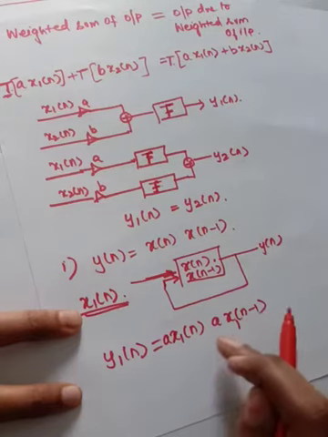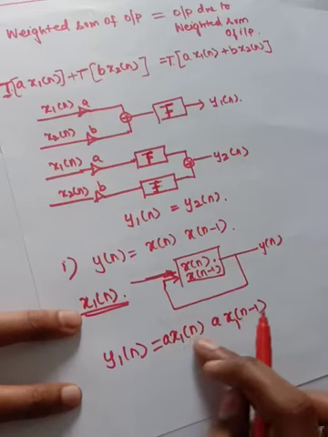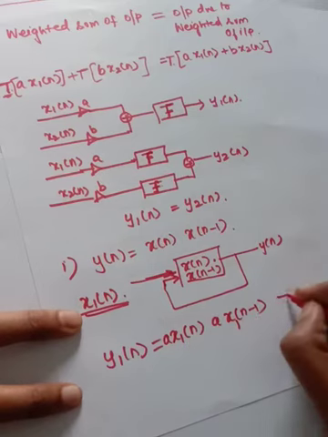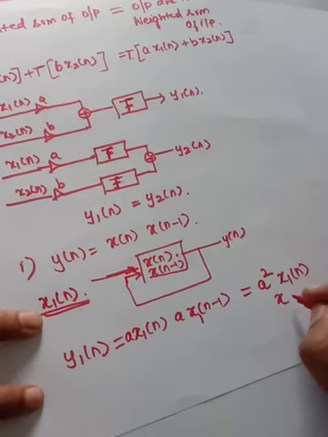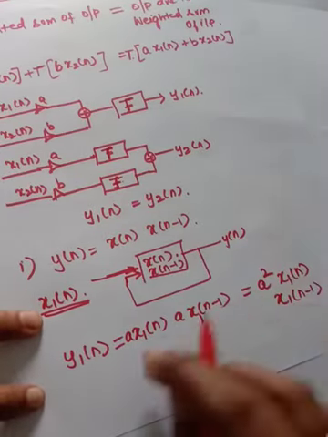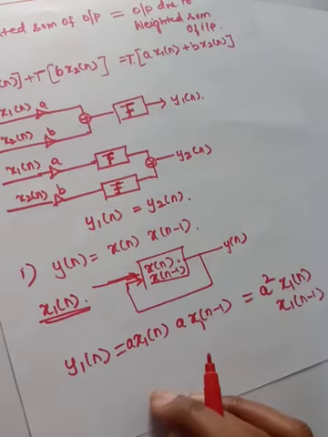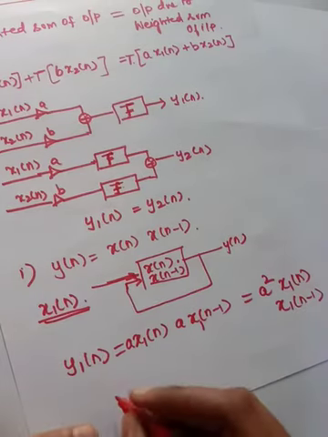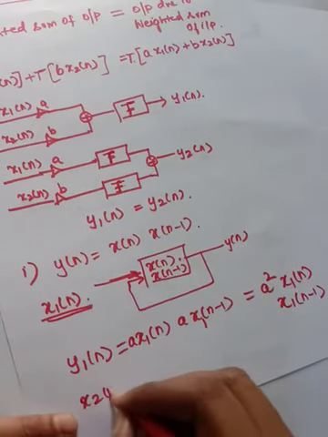A x1 of n is weighted, and we are giving it a into x1 of n into a into x1 of n minus 1, which is equal to a square x1 of n into x1 of n minus 1. So this is the y1 output.